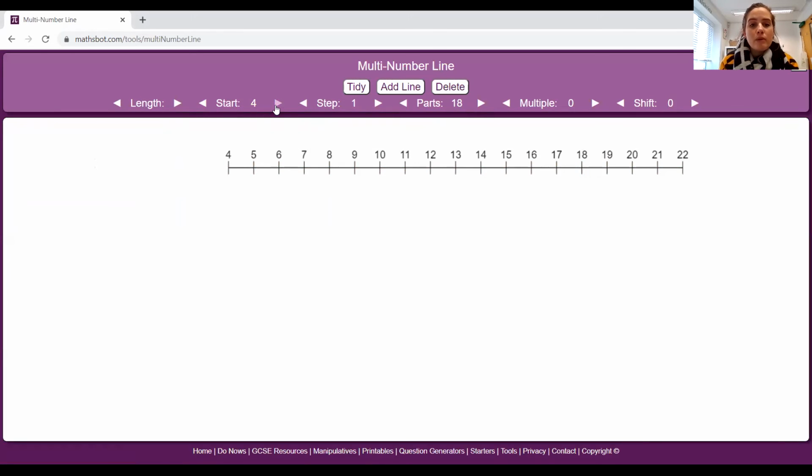Okay, I know some of you will be working with greater numbers, so you might want to start it from a higher number and make the parts lower. So you can do all sorts of things with this, and it really is an excellent tool. So please do use the number line on the MathsBot website if you'd like to, because it will really, really help when you're looking at subtraction and addition throughout this term.